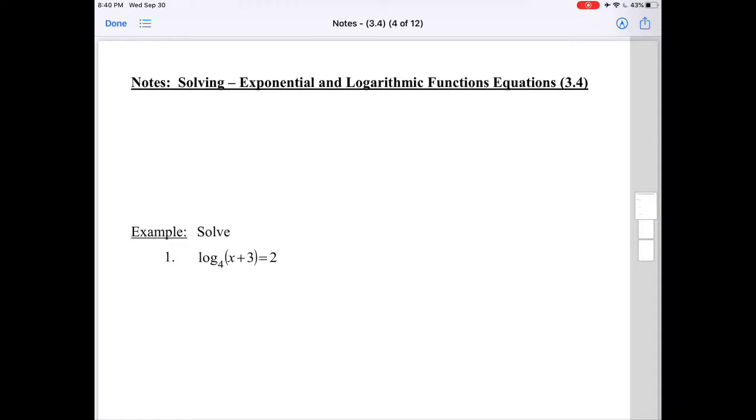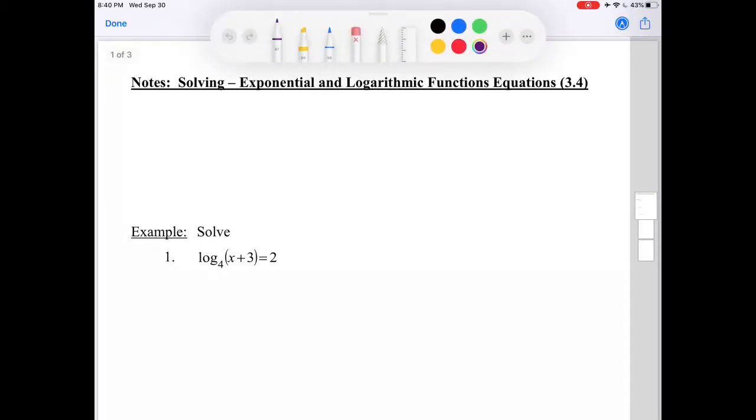Alright, so if we remember back in 3.2 and in 3.3 we talked about exponential and logarithmic functions. They are inverses of one another and they go hand in hand. If you remember, the exponential function has the exponent in the function, and logarithmic has what we call log in the function.